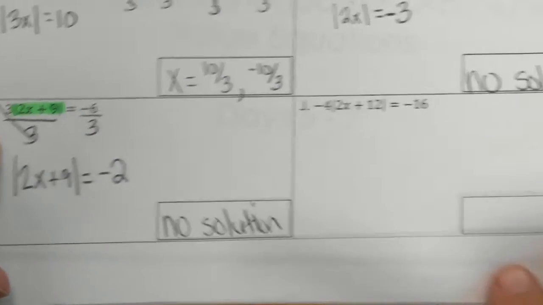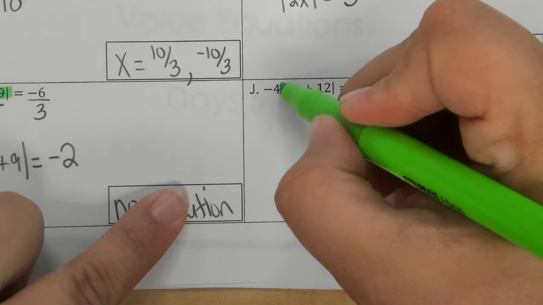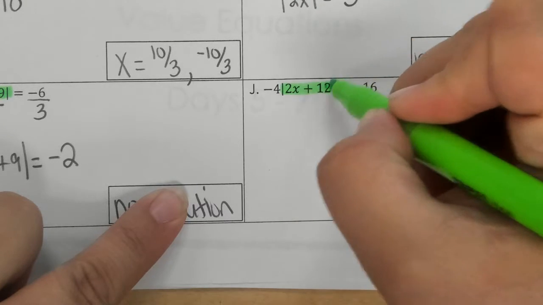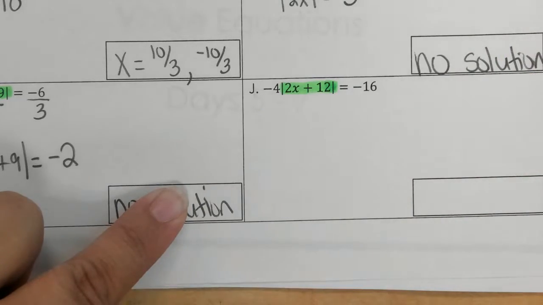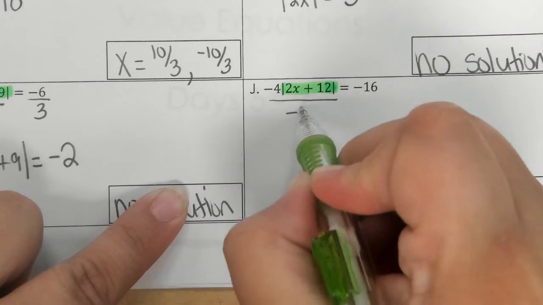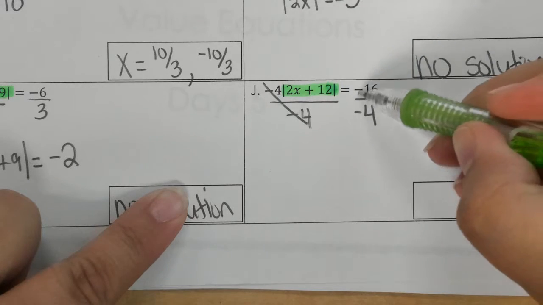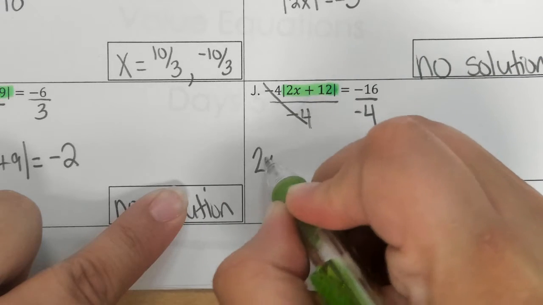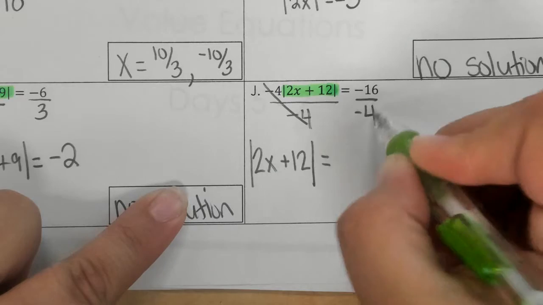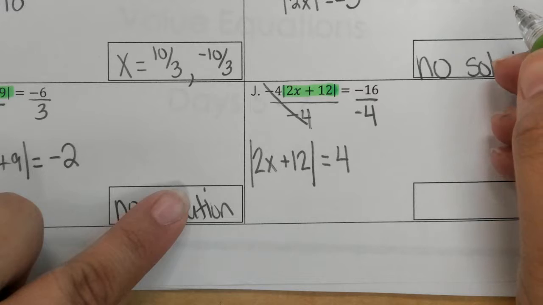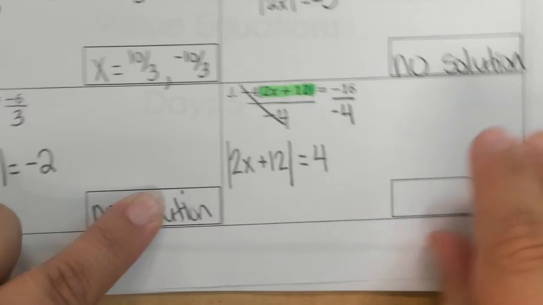Okay, and then for the last problem, again, we figure out what section is absolute value. So this section here. We have a negative 4 that doesn't belong there, so we have to get rid of it by dividing it. So here, a negative divided by a negative gives us a positive 4. And now that we have this section by itself, we can set up two equations to solve.